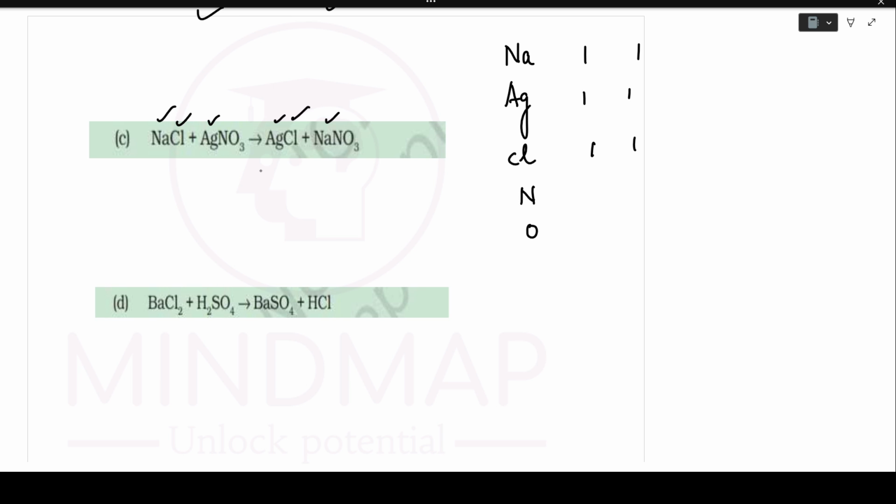1 and 1. Next is nitrogen. Here is nitrogen 1 and here is nitrogen 1. Excellent. Next is oxygen. Oxygen here is how many? 3. And here also 3. So what does that mean? This means that this equation is already balanced. Correct? Now here is the last one.